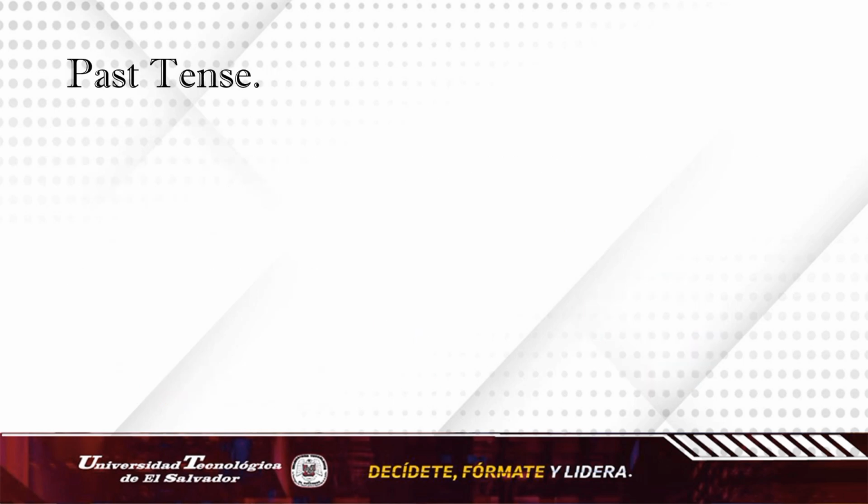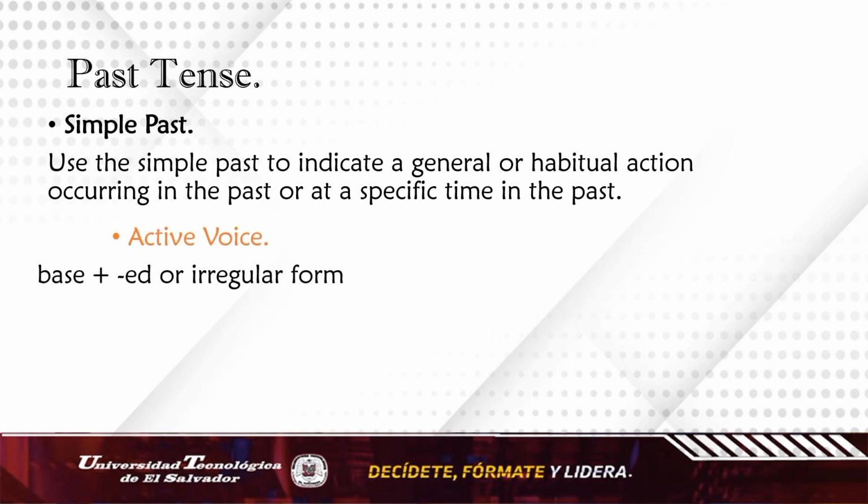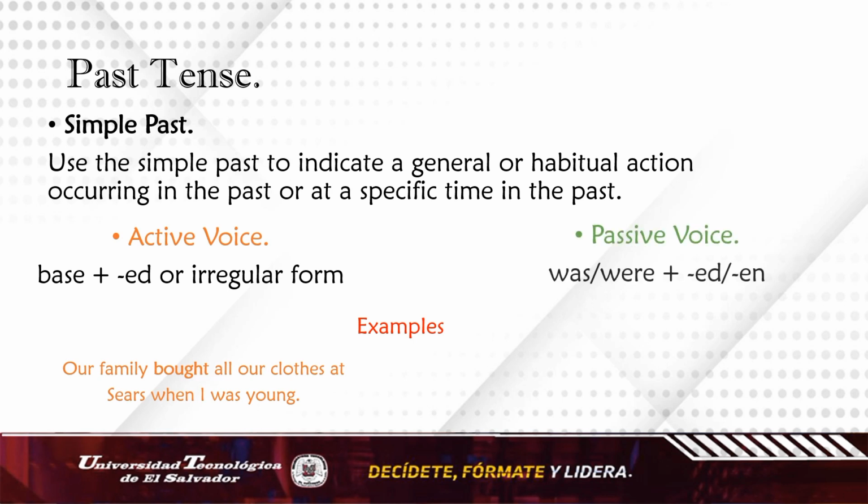Now it's the turn for past time. Simple past. Use the simple past to indicate a general or habitual action occurring in the past or at a specific time in the past. In active the structure is regular or irregular form of the verb. For example, our family bought all our clothes at Sears when I was young. In passive the structure is was, were plus -ed, -en. For example, the money was given to me to buy new clothes.